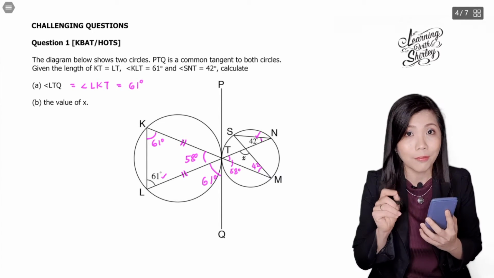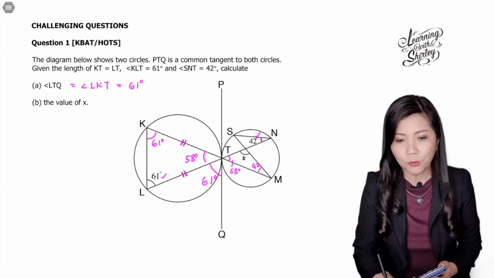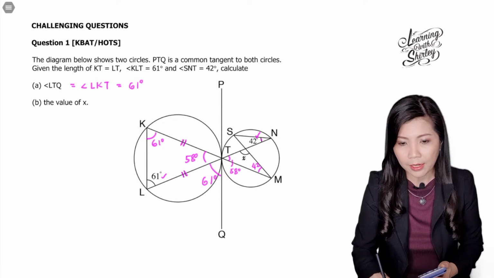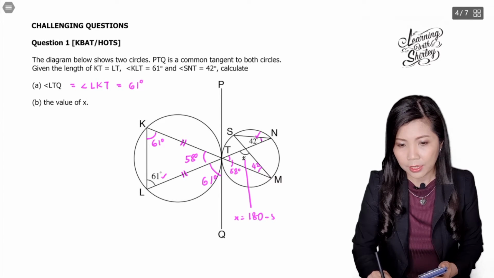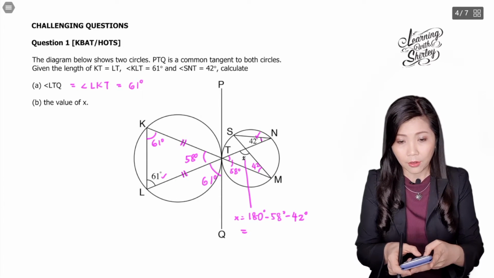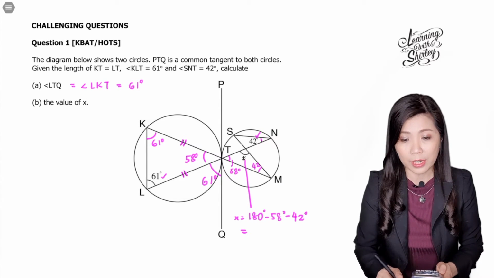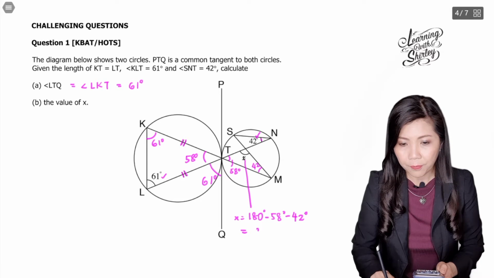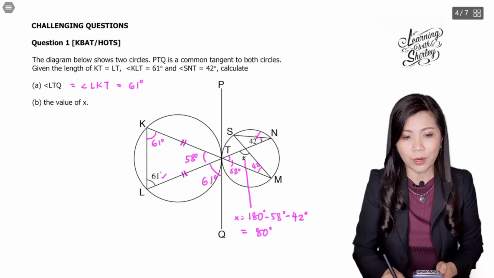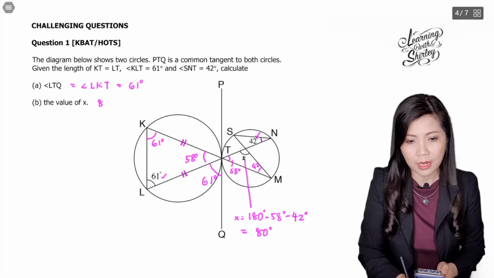Remember the butterfly method? To find X, I'm going to use 180. X equals 180 minus 58 degrees, minus 42 degrees. Let's calculate this: 180 minus 58 minus 42. So we get 80 degrees. Therefore X is equal to 80 degrees. So I'm going to write here 80 degrees.